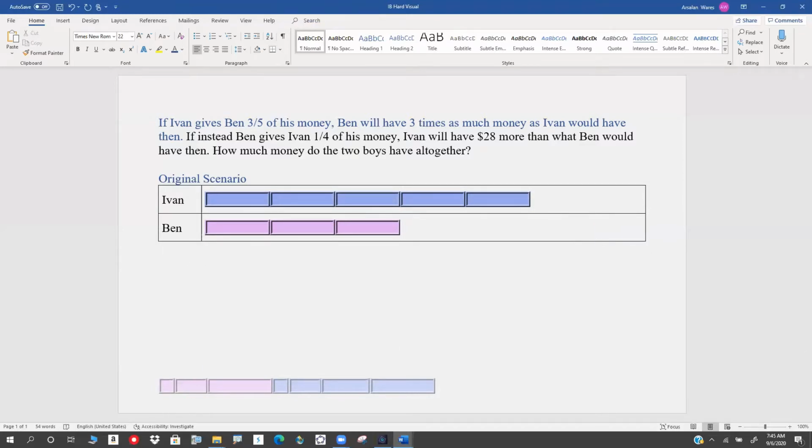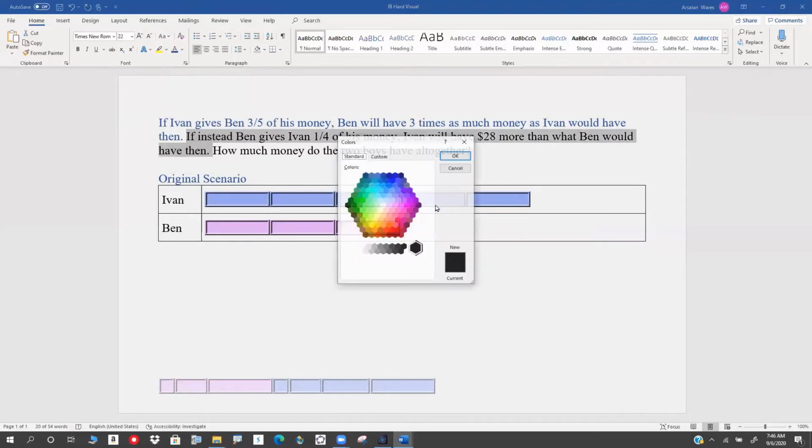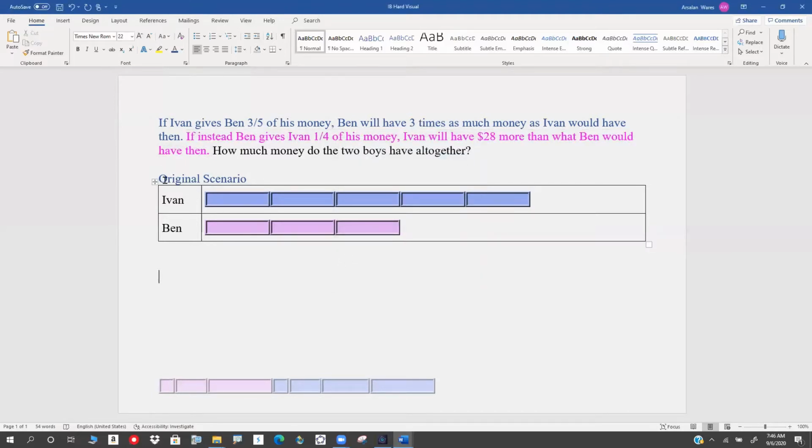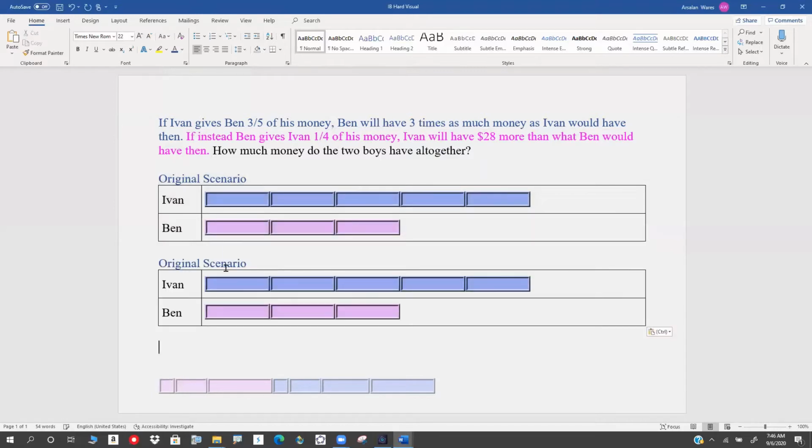Okay. So this is my original scenario, and it seems reasonable to assign 5 units to Ivan and 3 identical units to Ben. Now, I'm going to use the second sentence of our question, which I'm going to shade pink. And I'm going to call it the second scenario. And I need a table for my second scenario as well. And let's label the second scenario pink so that we know we are working on the pink statement.